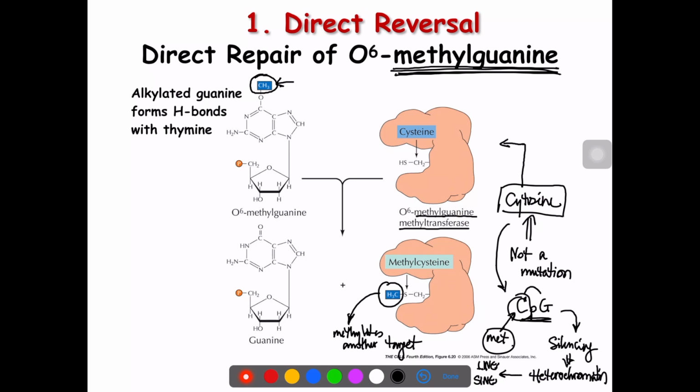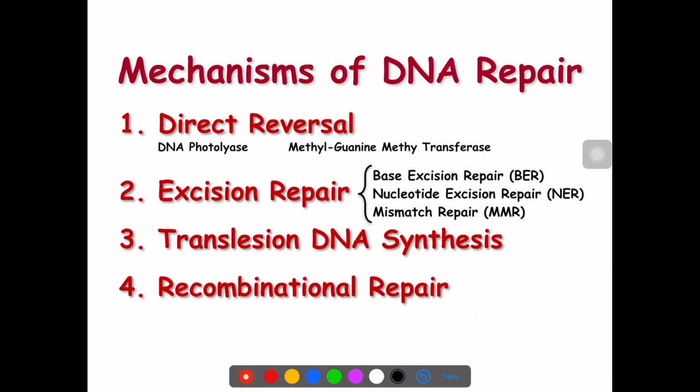All right, so that's all about direct reversal. So let's move on to the second mechanism of DNA repair, and that is excision repair. And excision repair is all about creating a small gap in one of the two strands of DNA so that the other strand of DNA can actually be used as a template to synthesize the complementary strand. So excision repair is all about excising a section of the DNA.